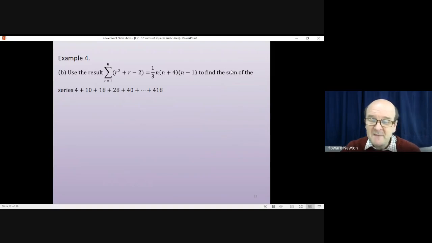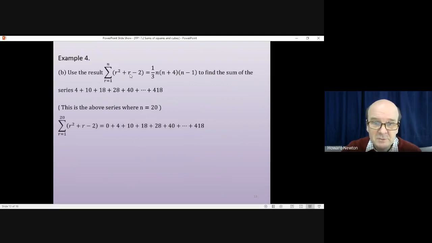Okay, if they ever do this, if they ever give you a result and say use your result to do something, you know for a fact there is going to be a relationship between this series and the sum that we had at the beginning. Sometimes the relationship isn't that straightforward. Now, in this instance, it couldn't be more straightforward. All they've given you is that series where n is set to equal 20. If n was 20, you'd start off with 0 when you put 1 in there, and you go all the way through to 418, which is the series they've asked us to find the sum of.